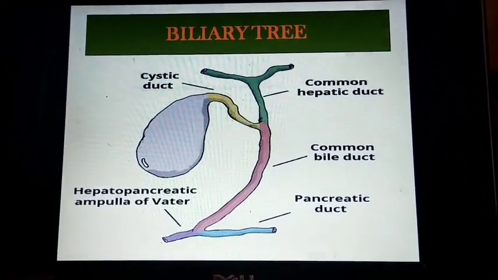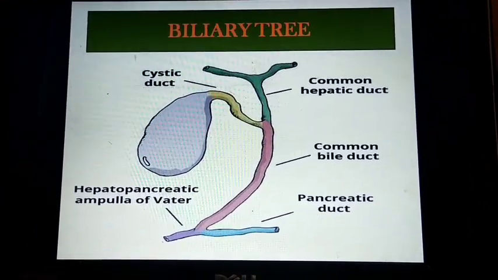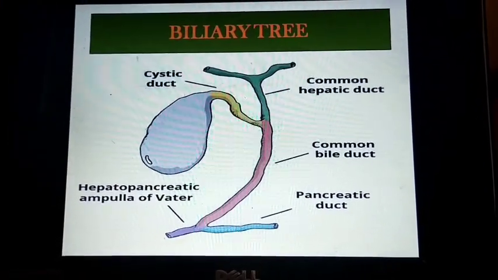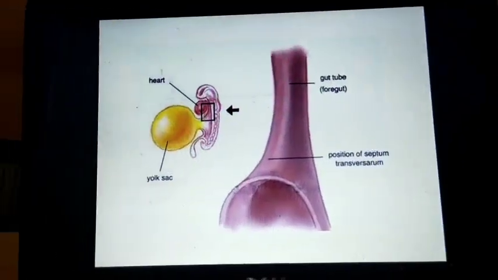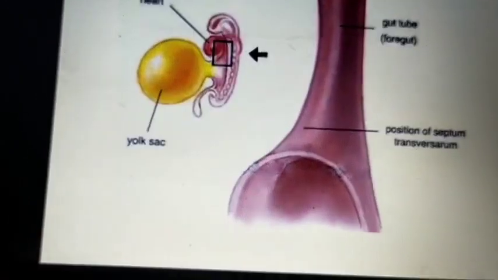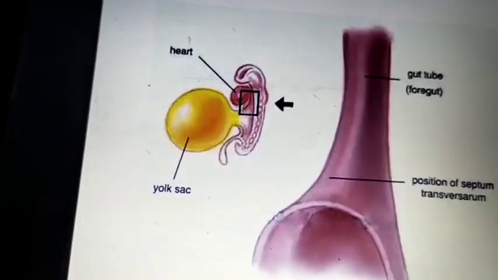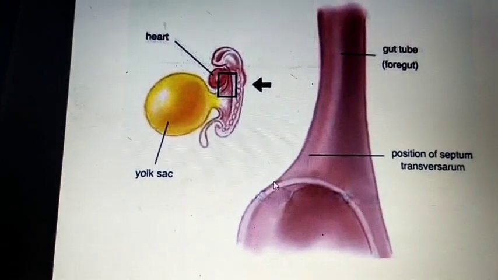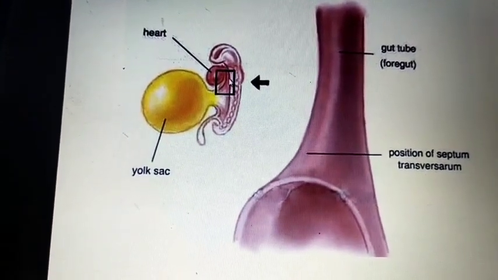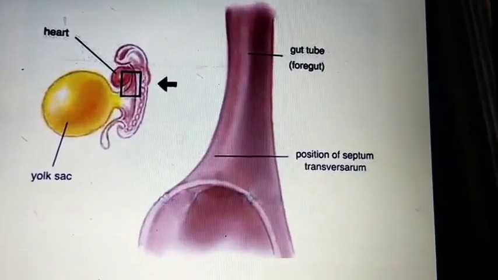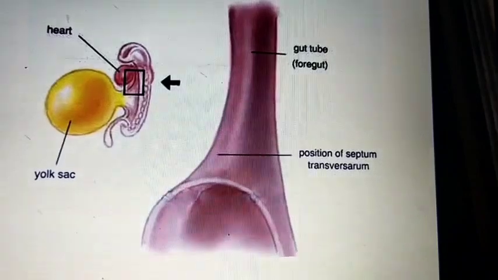Today we will go through the anatomy of this biliary tree. Biliary means bile; it carries the bile. Now, during the embryology, during the development of this biliary tree, the hepatic diverticulum forms. Here you can first see the foregut, and this is the position of the septum transversum. You can go to the next slide.